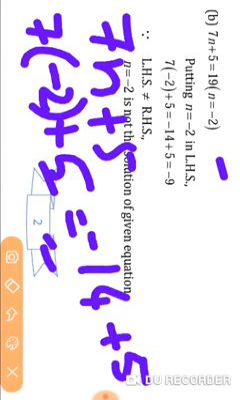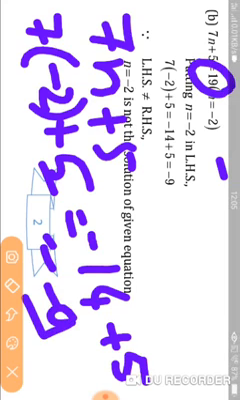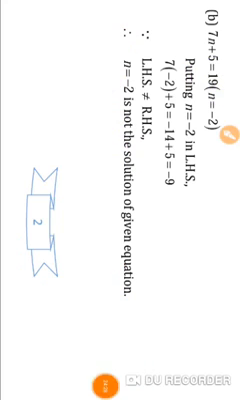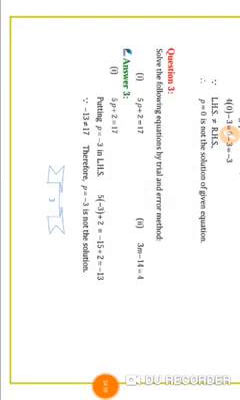See, integer addition comes here. One is minus, one is plus. What to do? Subtract the smaller number from the bigger number, then keep the bigger number's sign. So 14 minus 5 is 9. The bigger number is minus, so minus 9. But we must get 19. So this is not the right answer. So n is equal to minus 2 is not a solution of the given equation. So this is how we have to solve.